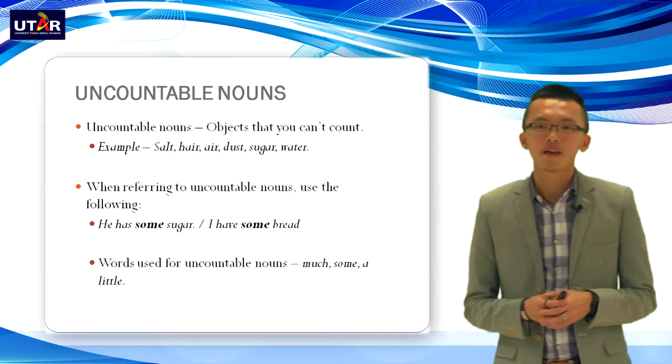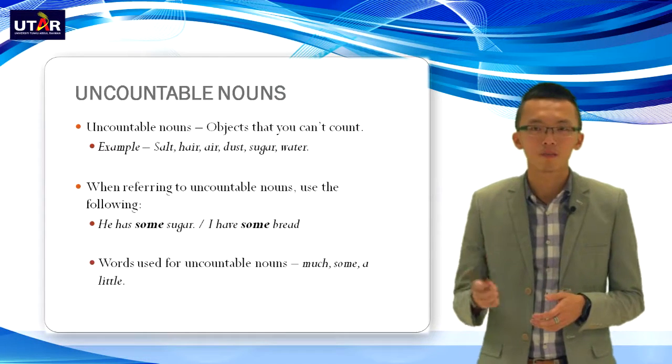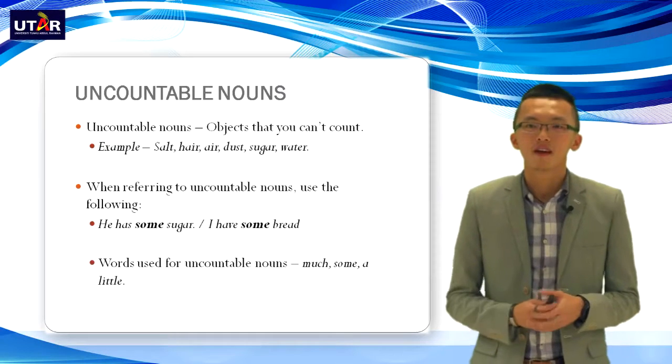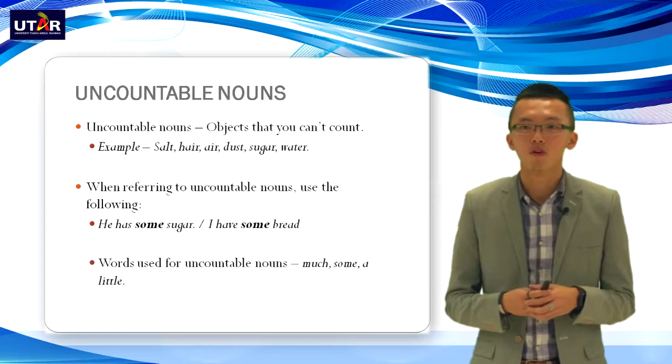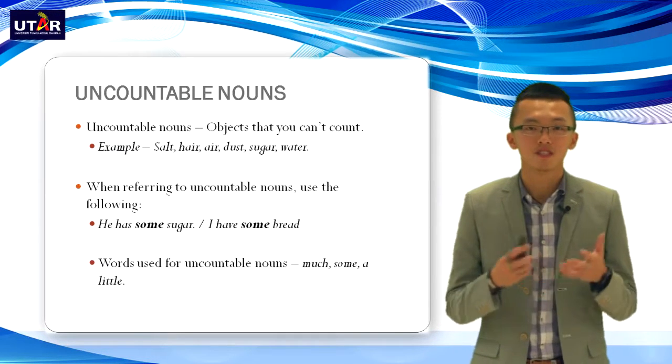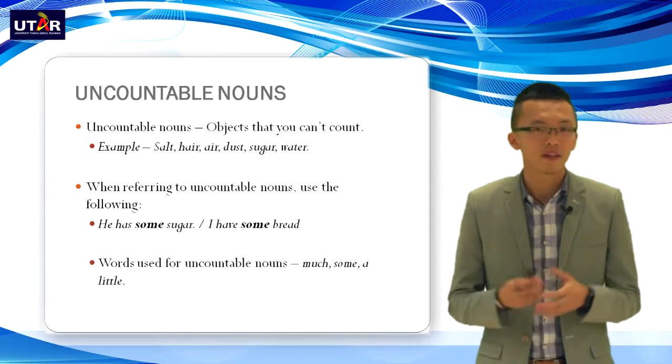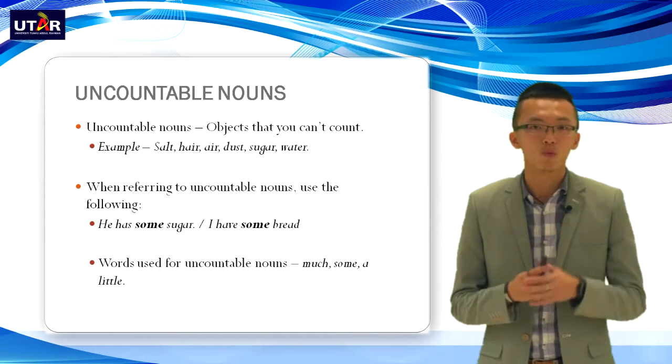Now, examples of uncountable nouns. When you refer to uncountable nouns in a sentence, you use the word some as well. He has some oranges. I have some bread. These are items that cannot be counted, but you use the word some.